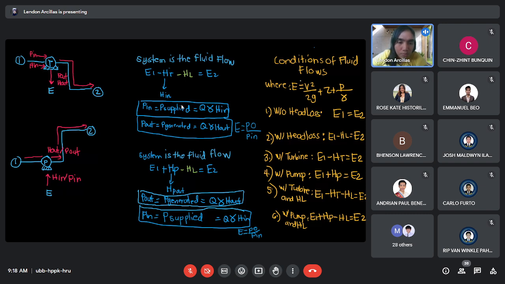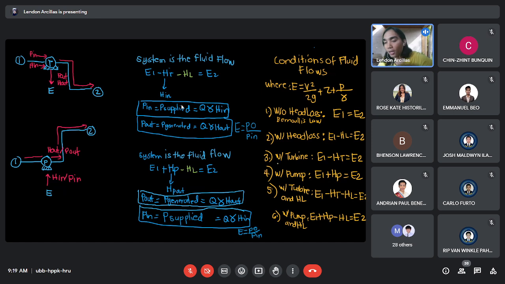So again, there are three types of energy inside of fluid flows: the velocity head, the elevation head, and the pressure head. Pag wala lang head loss na i-consider natin, or that is the perfect flow, or what we call the Bernoulli's principle, wherein E1 is equal to E2. So, ang E1 is composed of 3 energy. Next, if meron tayong head loss na i-consider, then we subtract the head loss from energy 1, equal to energy 2.